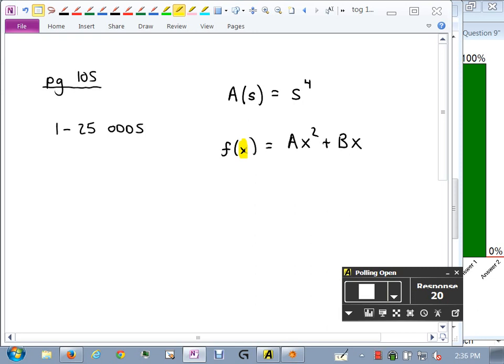That happens a few times in the book. They'll have letters in there. You're like, where are those letters? Well, they're just constants. All right?